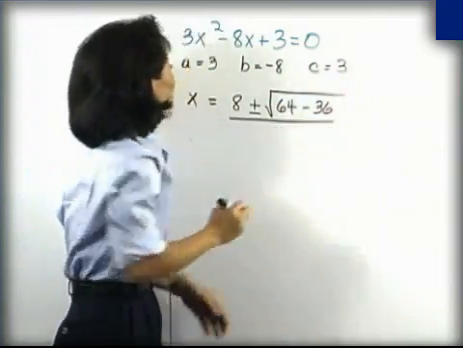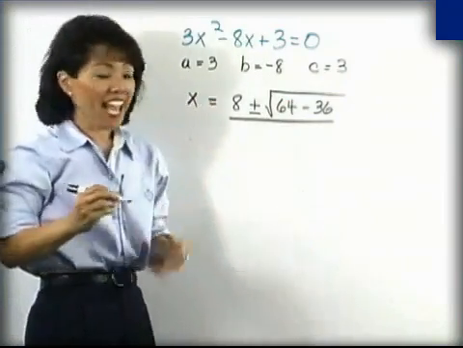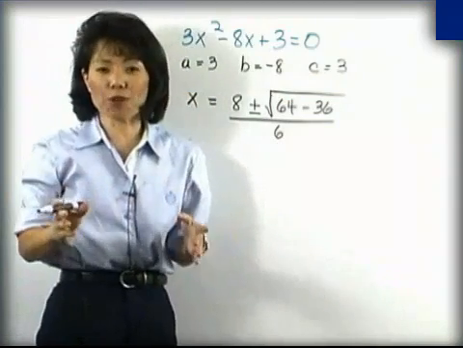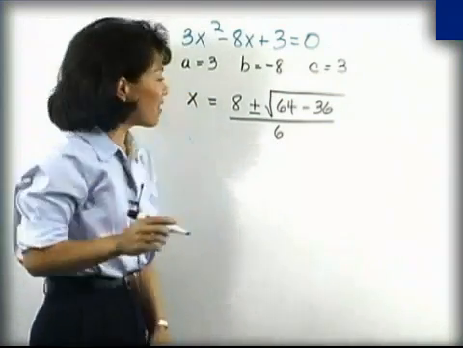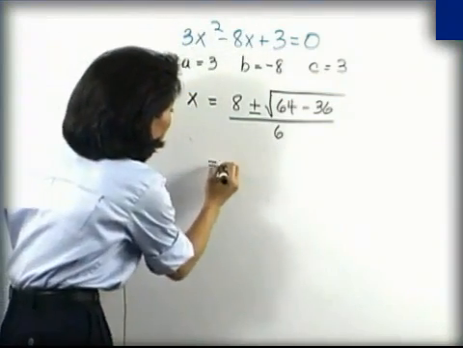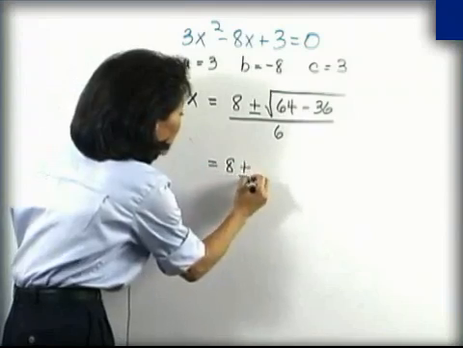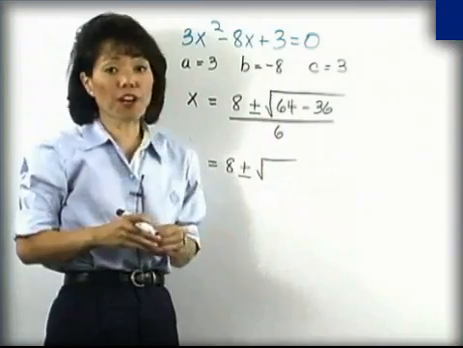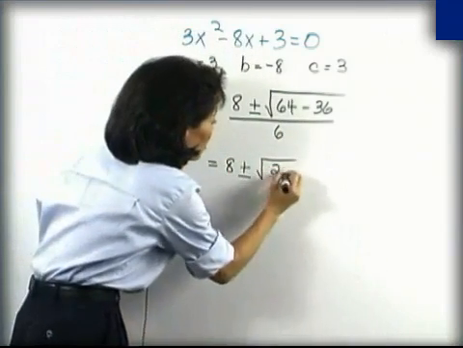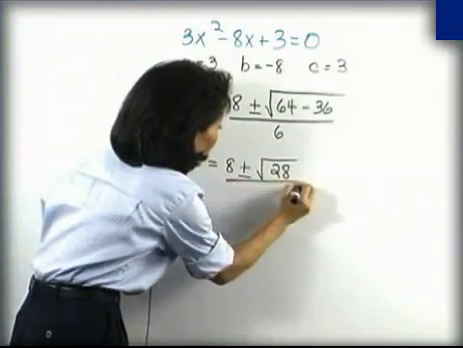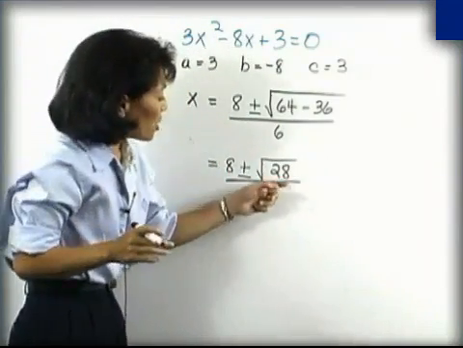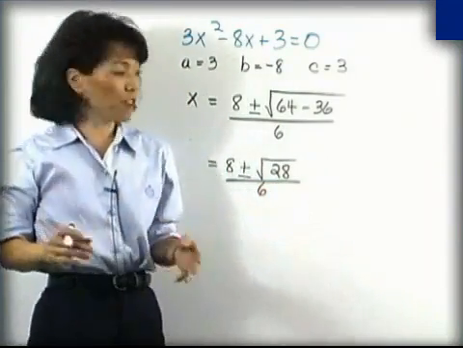All over 2 times a, but again, a is 3, so that gives me 6. Again, you must have that quadratic formula memorized. Now, the rest of it's just to simplify our radical. We get 8 plus or minus the square root of, we have 64 minus 36, which is 28, all over 6. Again, we're not finished until our radical is in simplified form.